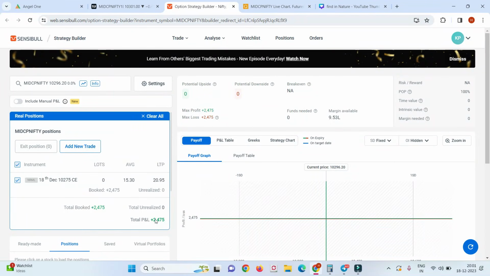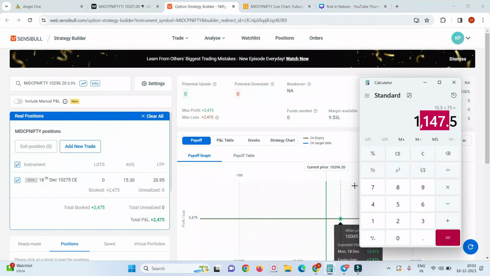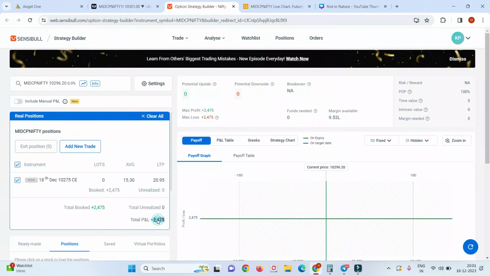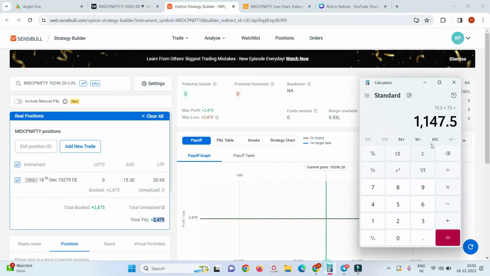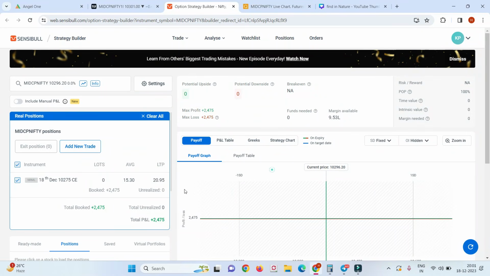Because almost I got 2,475 profit, which is almost 160%. Let me show you what capital I deployed: 1,147. Let me show you, this divided by 1,147. If I'm not wrong, sorry, see, this is what I do: profit divided by 1,400 something, into 100, almost 176%, maybe 160% to be more precise. This is my real trade.